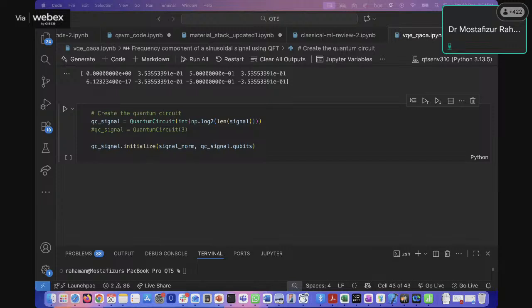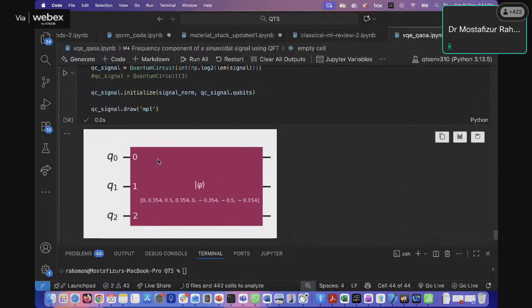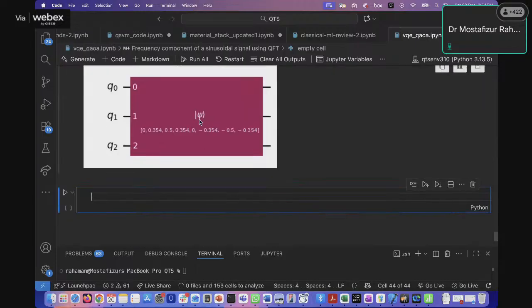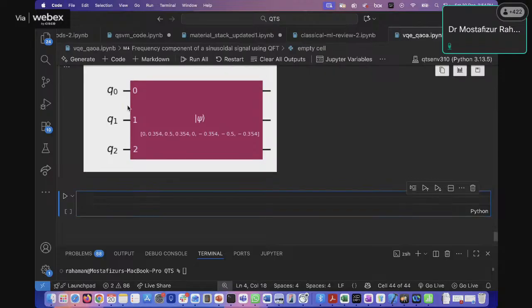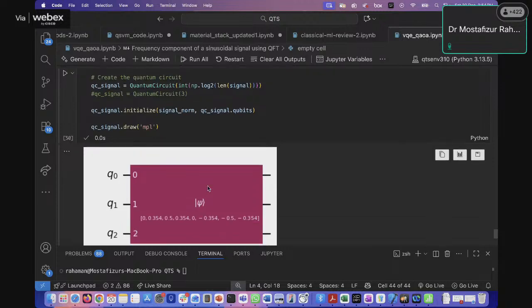So till that point, what is the circuit? The circuit looks like this. To see the circuit, I have to write the matplotlib draw command. So it looks like this. Earlier you had a signal like this, and you have encoded it in the quantum state vector, the psi. Now you can see you have 3 qubits, but you have encoded 8 amplitude levels, right? So this is called amplitude encoding.